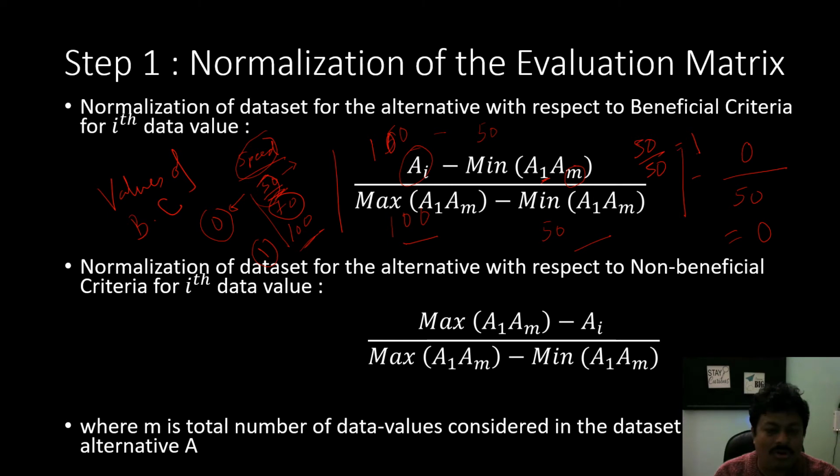However, in case of cost, which is a non-beneficial criteria, suppose cost is like 200, 500, and so on, suppose this is in rupees. So this is a non-beneficial criteria, so we will use this other formula, the formula for non-beneficial criteria. The maximum of these three set of values is 1000.